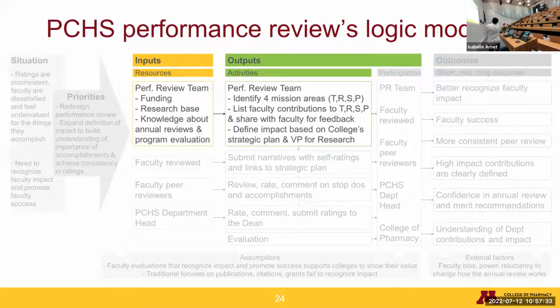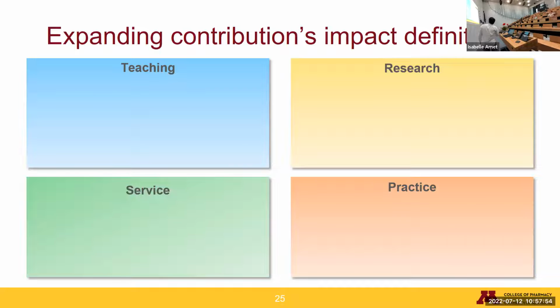So, as I mentioned before, the main goal was to expand the definition of impact. And the main thing that was done was to describe how faculty activities can have an impact based on the college strategic plan. So how was this process conducted?